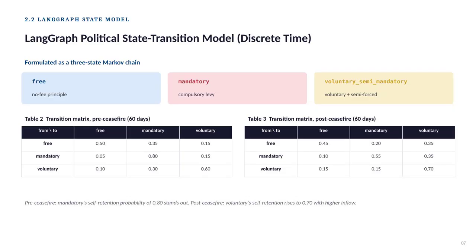The LangGraph model formulates the toll regime as a three-state Markov chain: free, meaning the no-fee principle; mandatory, meaning a compulsory levy; and voluntary semi-mandatory, a hybrid model that is nominally voluntary but practically almost unavoidable. Before the ceasefire, the mandatory state has an extremely high self-retention probability of 0.80. After the ceasefire, the voluntary state's self-retention rises to 0.70, with increased inflow from the other two states.